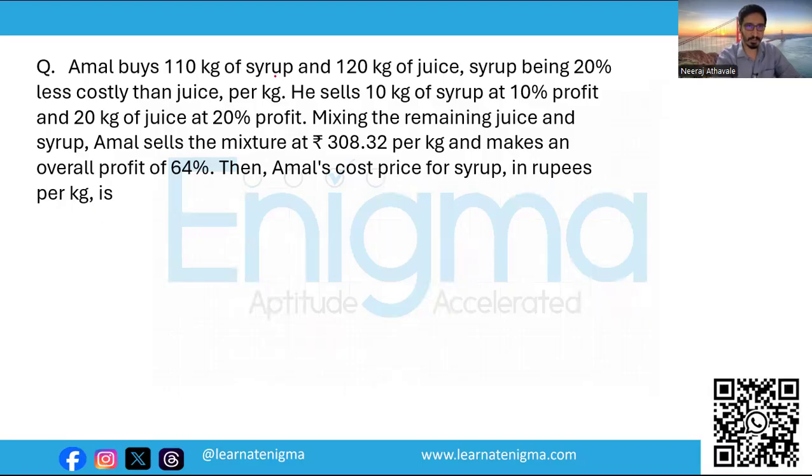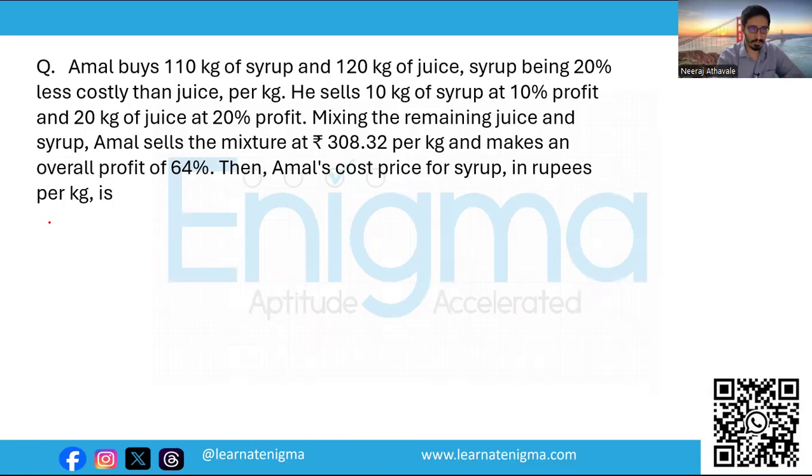Amal buys 110 kgs of syrup and 120 kgs of juice, syrup being 20% less costly than juice per kg. He sells 10 kgs of syrup at 10% profit and 20 kgs of juice at 20% profit. Mixing the remaining juice and syrup, Amal sells the mixture at 308.32 per kg and makes an overall profit of 64%. Then, Amal's cost price for syrup in rupees per kg is?